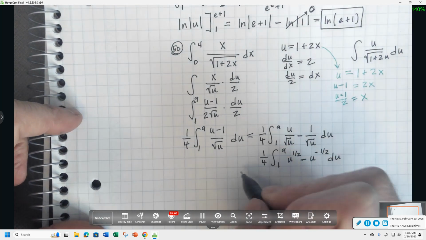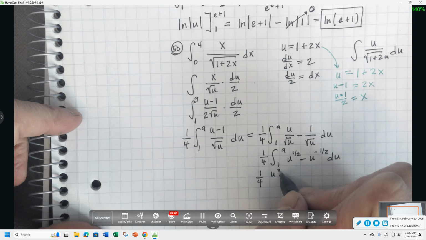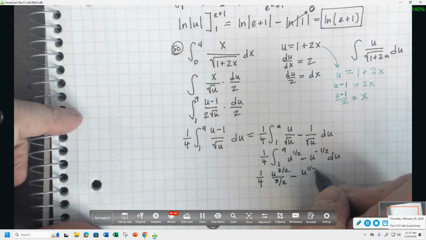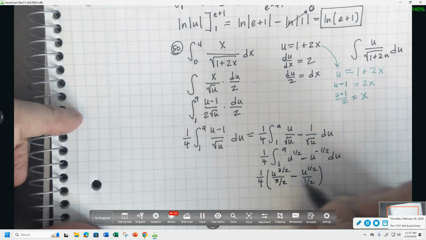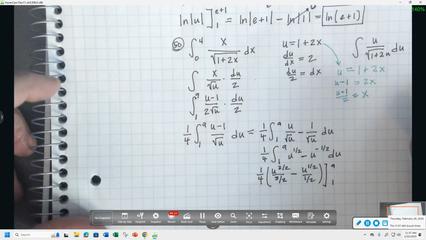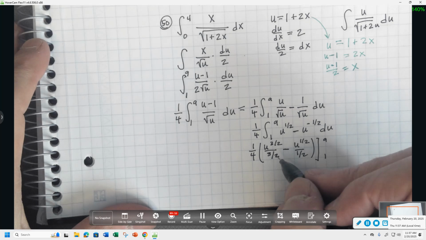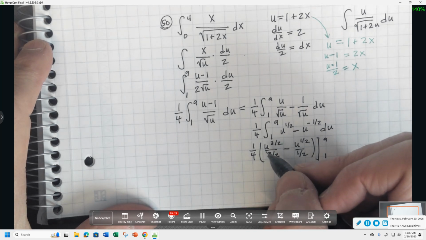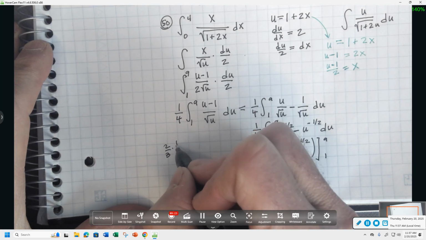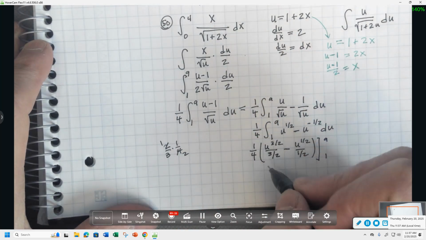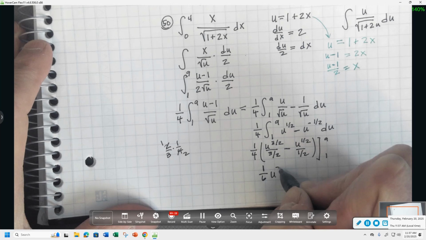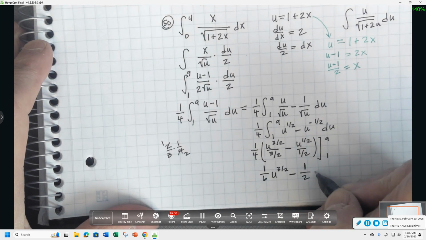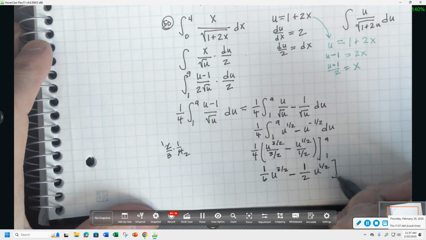And away we go. Okay, so we got 1/4 u to the 3/2 over 3/2 minus u to the 1/2 over 1/2, from 1 to 9. All right, 2/3 times 1/4, so 1/6. 1/6 u to the 3/2 minus 1/2 u to the 1/2, from 1 to 9.